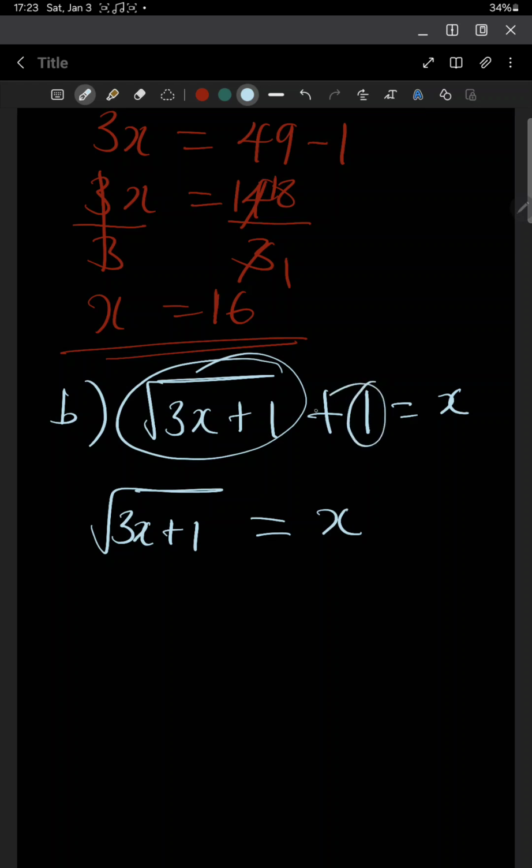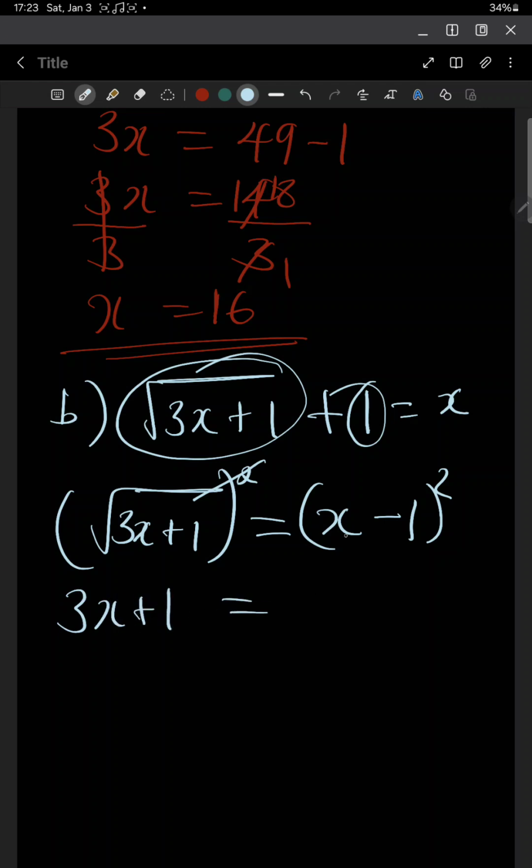We find the additive inverse for positive 1, which is negative 1, so the square root of 3x plus 1 equals x minus 1. Since we have a square root, to eliminate it we square both sides, even here. The reason is that we want to eliminate the root, so we remain with 3x plus 1. This x minus 1 squared is the same as x minus 1 times x minus 1, and then we expand it.